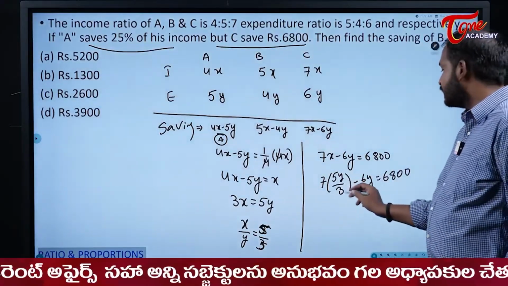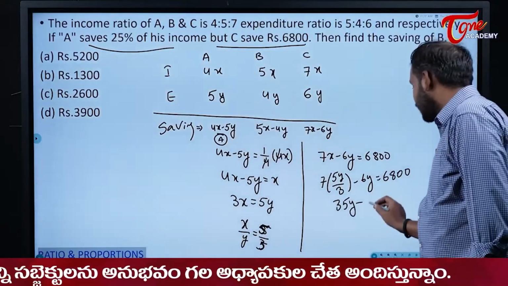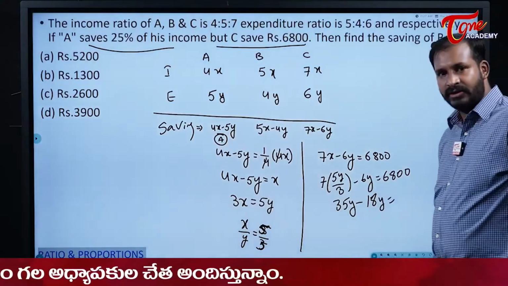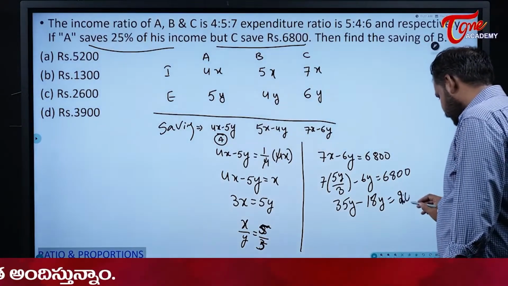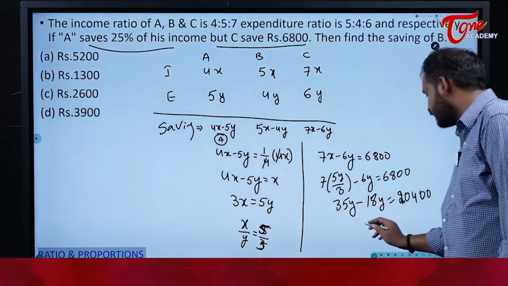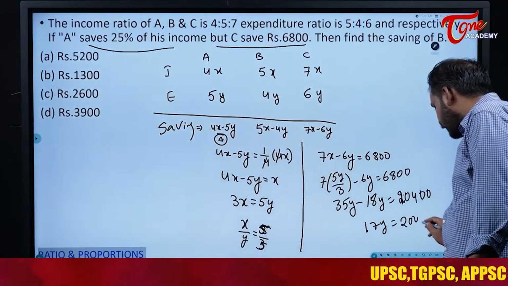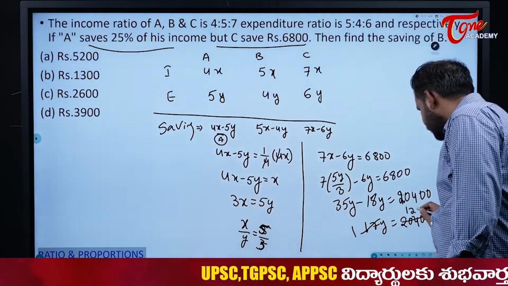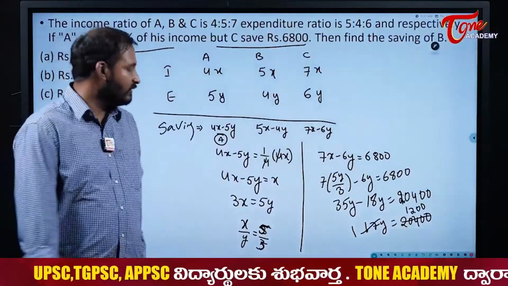So now what happens here? 35y minus, taking the LCM directly, 18y is equal to 68 3s, what will you get here? 68 3s are 204, so 204 and 00. Now what is the difference for me here? 17y is equal to 20400. Now 17 12s are 204 and 00. So y value will become what for me here? 1200. Y value is 1200.